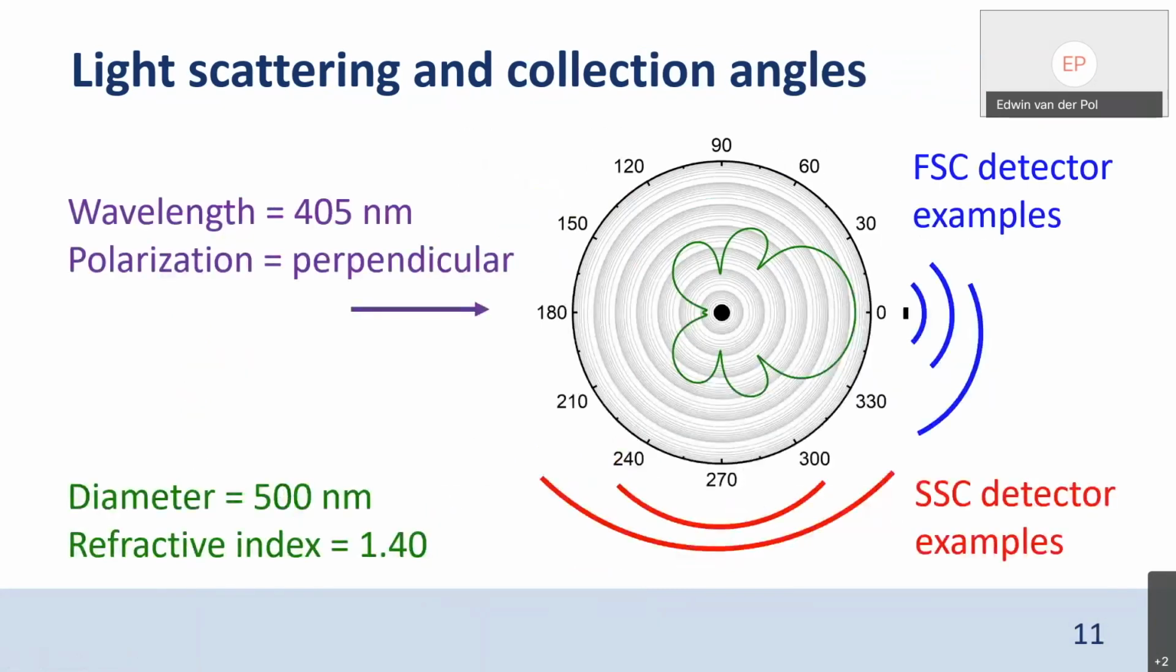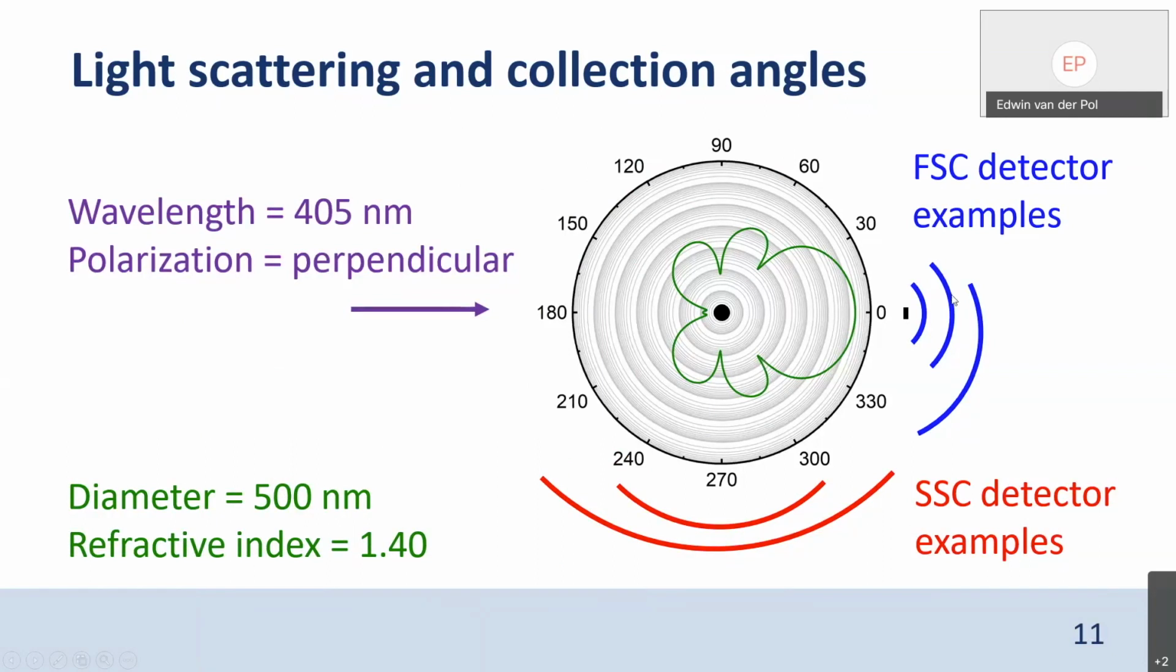Secondly, light scattering depends on the hardware of the device with which you measure light scattering, in this case the flow cytometer. So it depends on the illumination wavelength and the polarization thereof. And if you analyze the scattering of a vesicle here in the center of this radial diagram, in this case calculated for a 500 nanometer EV with a refractive index of 1.4, then you see that to all directions this vesicle scatters a different amount of light.